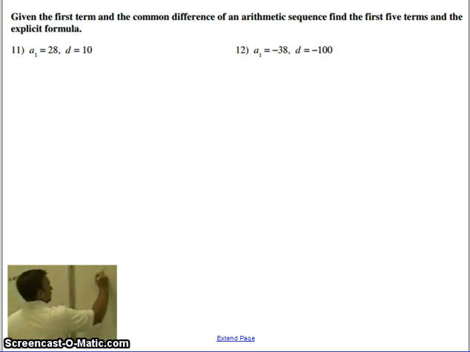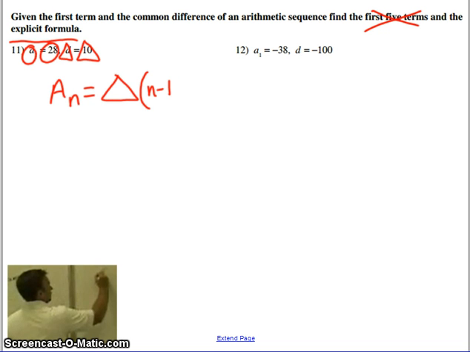Okay, given the first term and the common difference of an arithmetic sequence, find the first 5 terms and the explicit formula. Okay, we're not going to do the first 5 terms. We're going to find the explicit formula. Alright, so we have the first term and we have the difference. Okay, so 28 is our first term, and d, the difference, is 10. So we're going to write the explicit formula. If you guys remember, it's A sub n equals triangle times n minus 1 plus the difference.